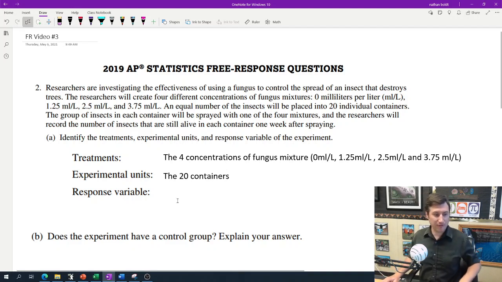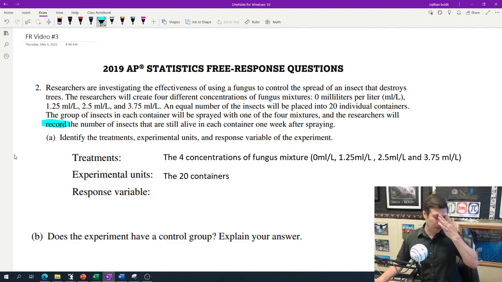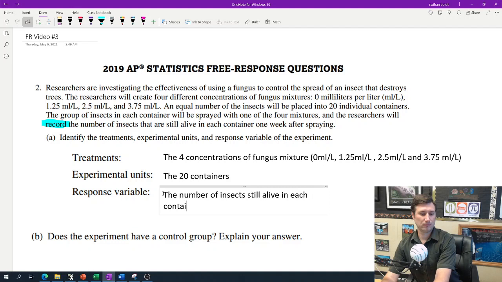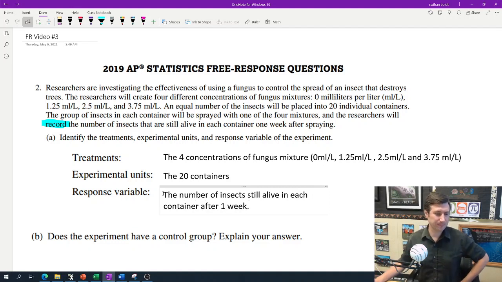The response variable, here you can also get into trouble. You might just be tempted to say, oh, if the bugs died or not. I don't think that's quite good enough, all right? What are we recording? Okay, it's right here. What are we recording? All right, the number of insects that are still alive after 1 week. That is our response variable.